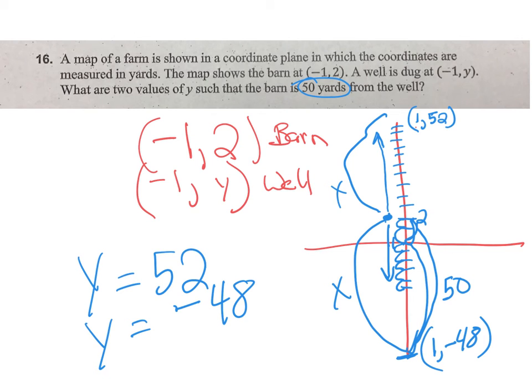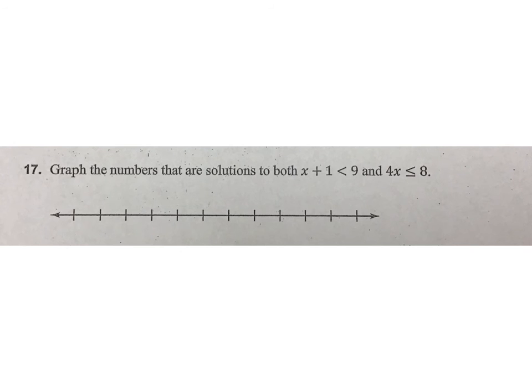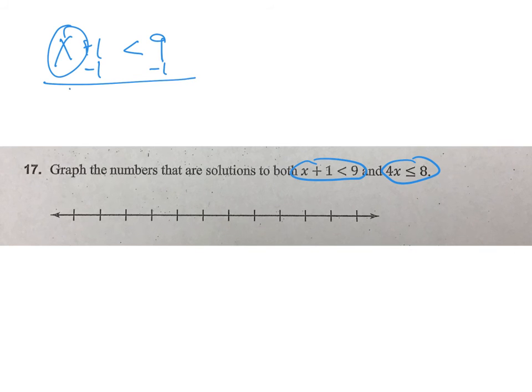All right, we have one problem. Number 17. Now we have to graph this so both this and this work. So let's do the first one, x plus 1 less than 9. I want to get x by itself, so I have to take that plus 1 and get rid of it. I do the opposite, minus 1. So that gives x is less than 8.